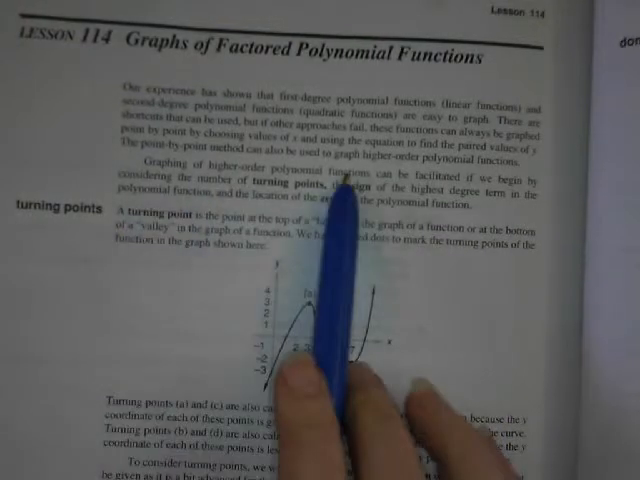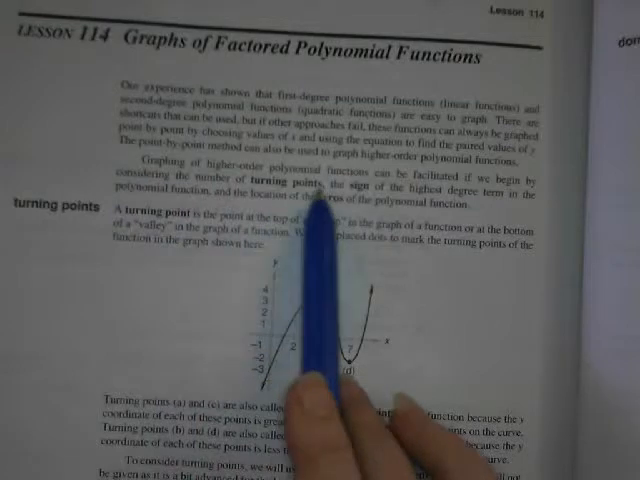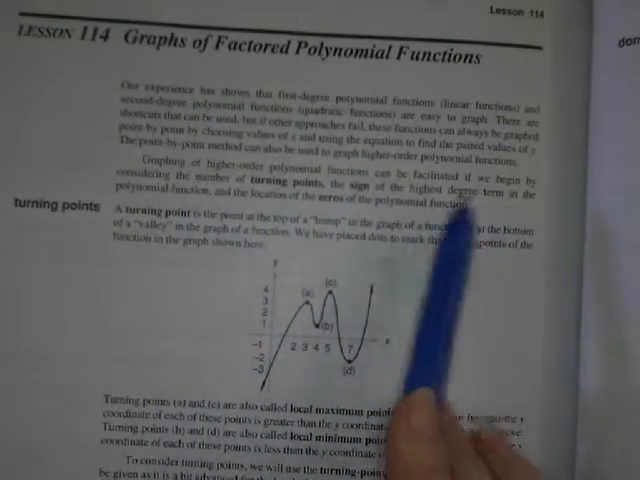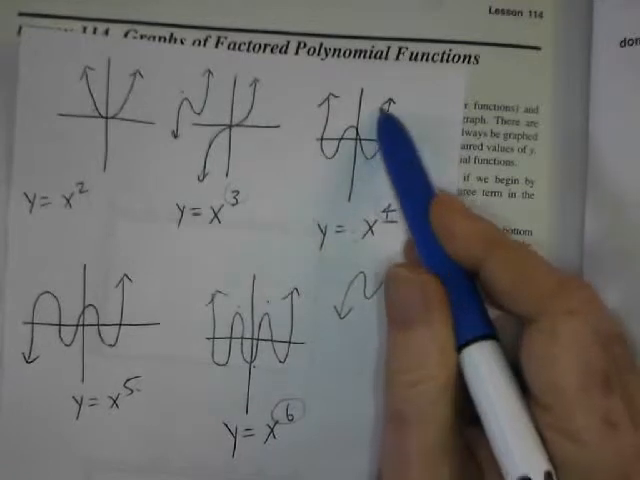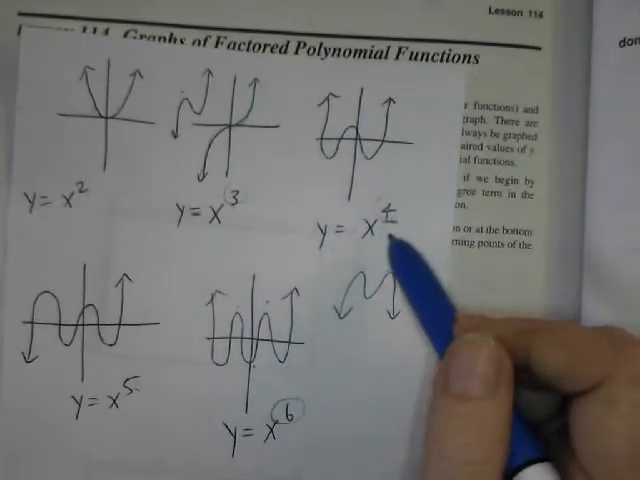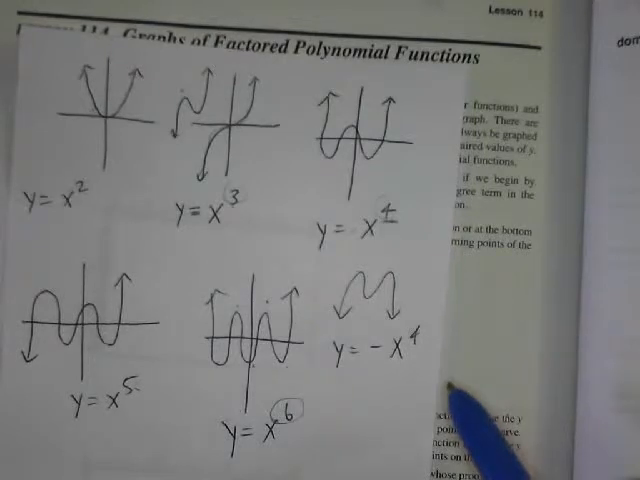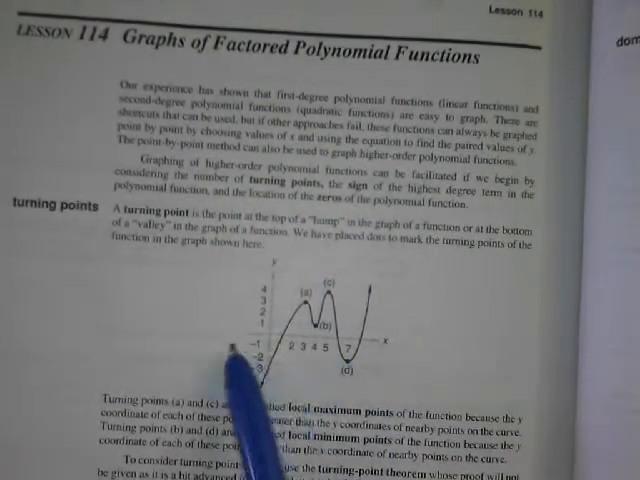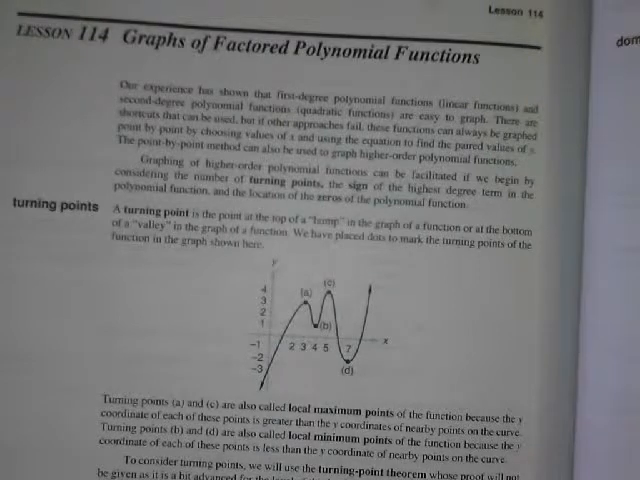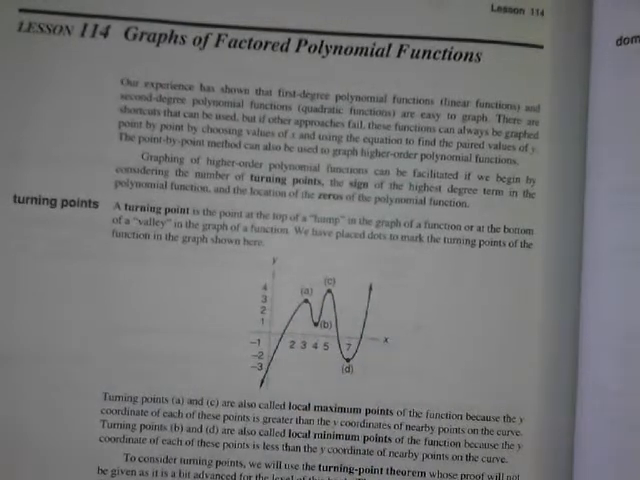So that's what they're saying about the turning points. We begin by considering the number of turning points and the sign of the highest degree. If the sign of the highest degree is positive, like this quartic, the two endpoints will point up, but if this were negative, they'll point down. So that's what they mean by the sign of the highest degree. And then the zeros are where they cross the x-axis, and we can find those by factoring, and we've been doing that before. A turning point is a hump; we can also call them a local max or a local min.